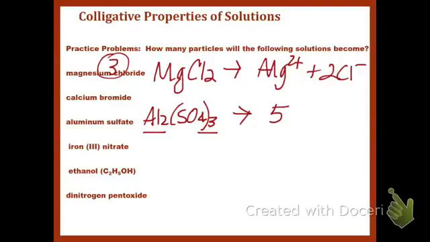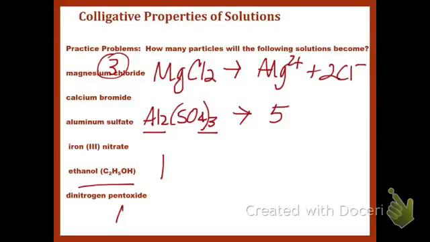How about this one right here, ethanol, C2H5OH? How many particles would you get there? Nope, you would get 1. It's an organic molecule because of the carbon and hydrogen. Okay, so you'd only get 1 particle with that.